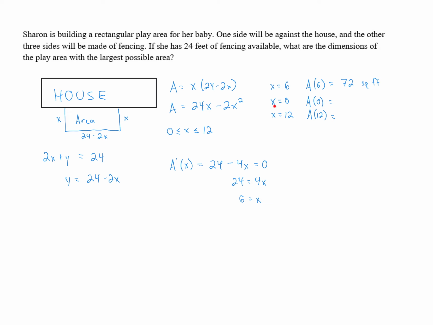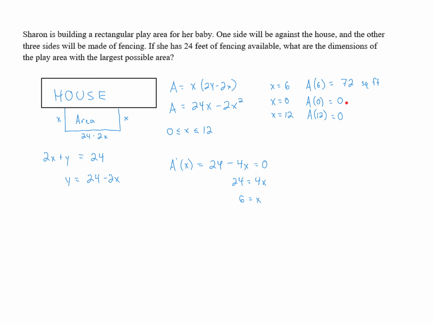Now, if we plug in 0 for x, of course the area is going to be 0. And the same is going to be true if we plug in 12 for x. 24 times 12 is 288. And then 2 times 12 squared is also 288. 288 minus 288 is 0. But also, we can plug in 12 here, right? These are just two different ways to write the area function. And if we plug in 12 here, 2 times 12 is 24, and 24 minus 24 is 0. So either way, these give us 0.